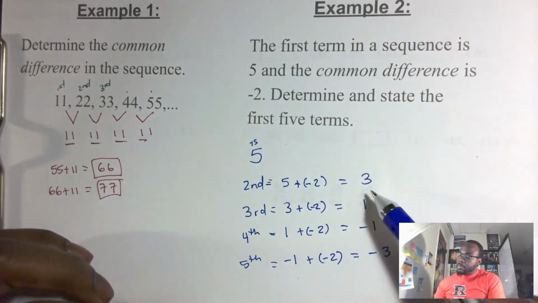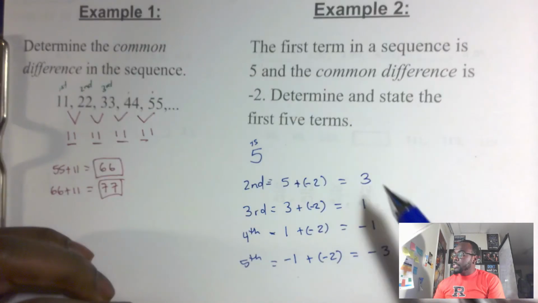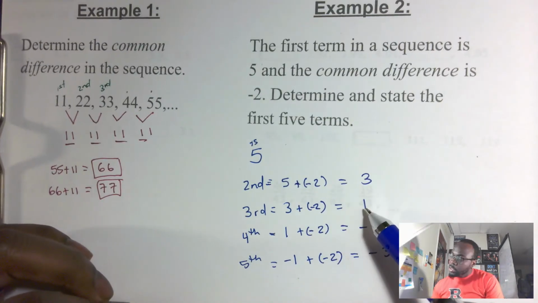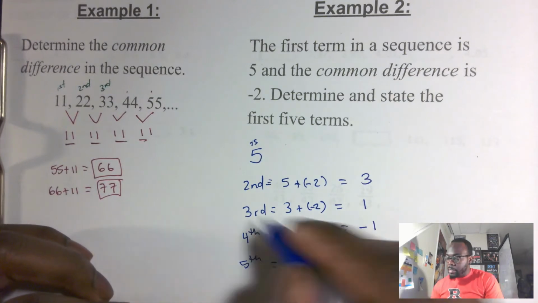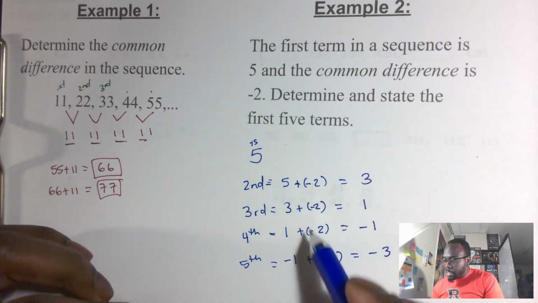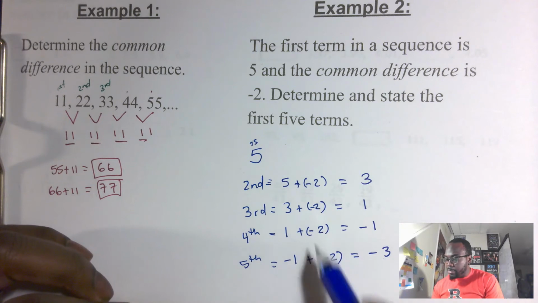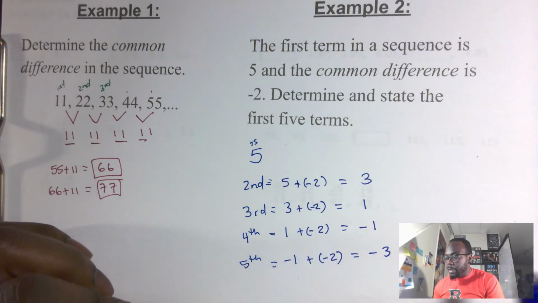My first term is 5. My second term is 3. My third term is 1, -1, -3. And this is how, because there's a pattern. Each time there's a -2 common difference. All right. So that is my pattern there.